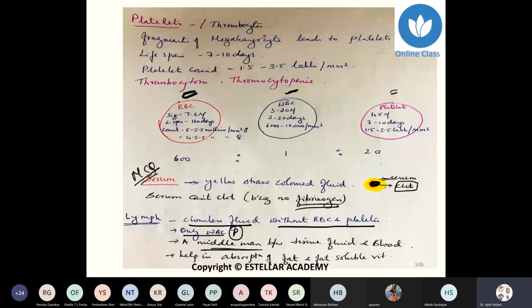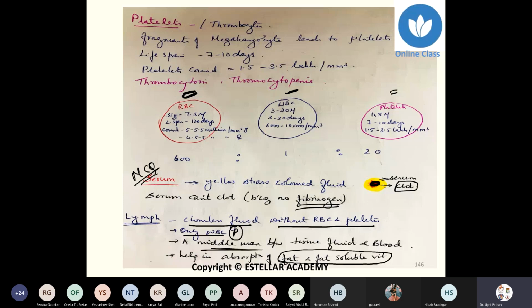A very important function of lymph is that it helps in absorption of fat and fat soluble vitamins. You know that the food we eat gets broken down into simpler nutrients. After it gets simpler, they reach the site with the help of blood. The carbohydrates, proteins, whatever we eat, reach the site through the blood. But fat and fat soluble vitamins will not reach that way. They can only reach through lymph. So this is an important function.